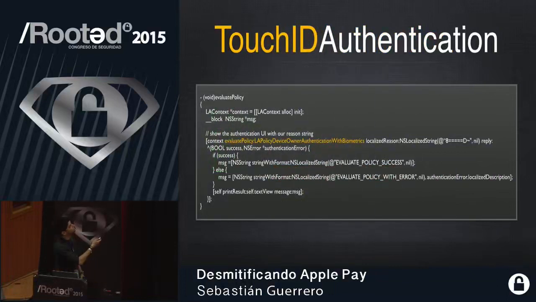This is an example of the code. This is the evaluate policy, which checks if it can evaluate for the specific fingerprint. If successful, it gives access to the application. If not, it gives you an error and goes back to the password you defined before.